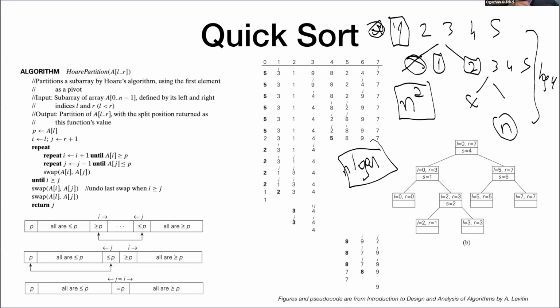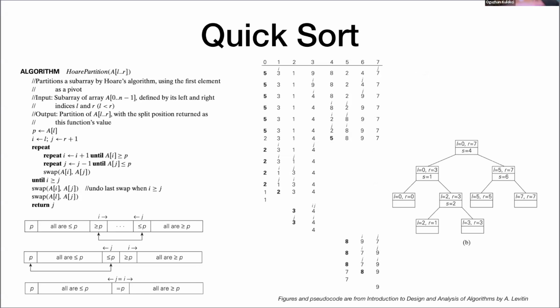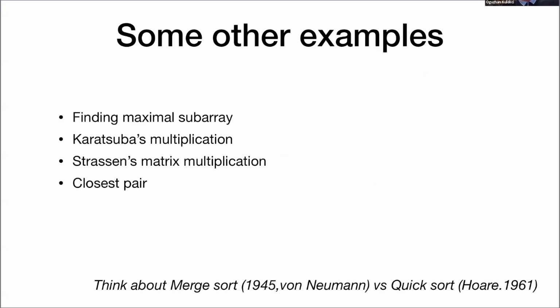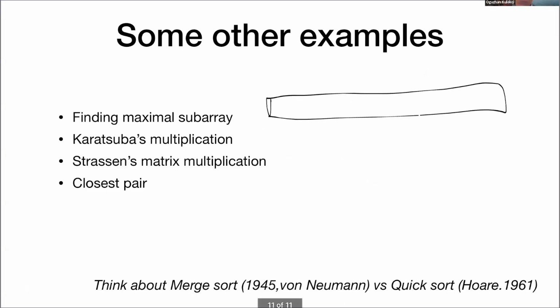What else? There are actually many examples of divide and conquer, but I strongly suggest you study finding the maximal subarray: given an array of integers, I'm trying to find the subarray where the sum of the elements is maximal. Okay, so that's the maximal subarray question.